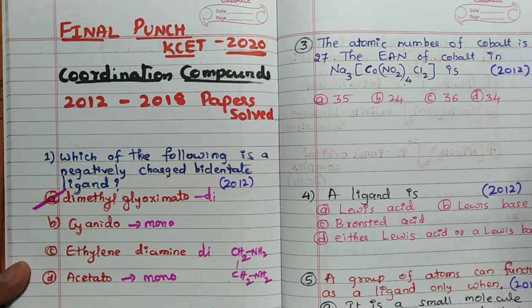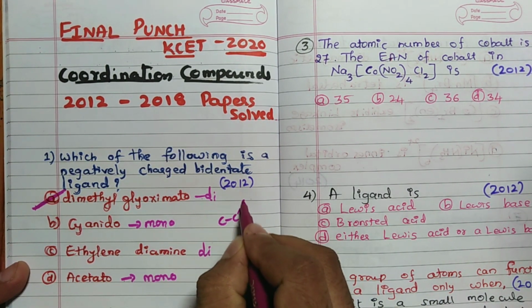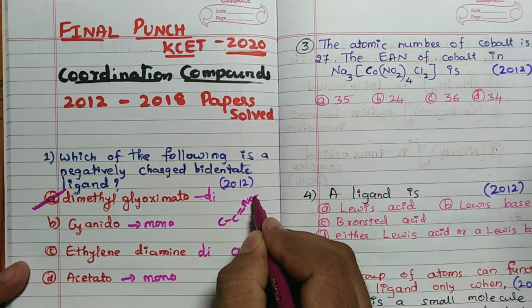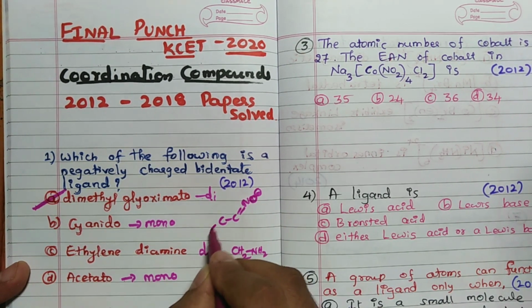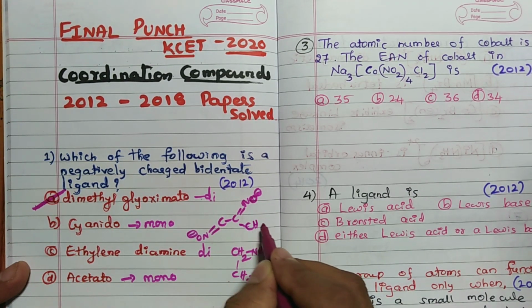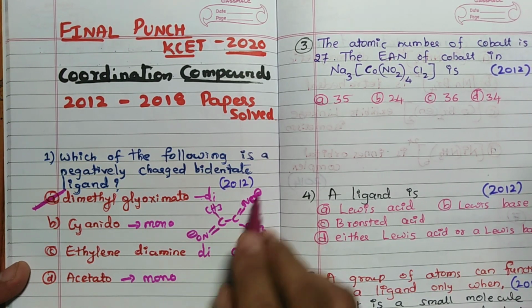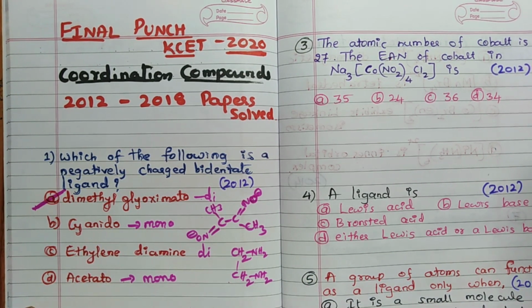So for that, if you want the structure, remember: C single bond C, with double bond NO minus and double bond NO minus. The methyl group is here, the methyl group is here. So we'll call it dimethyl glyoxymato.